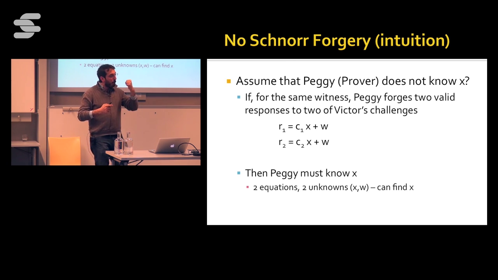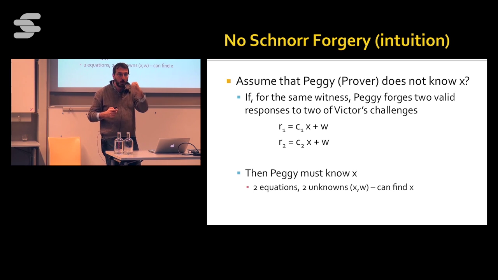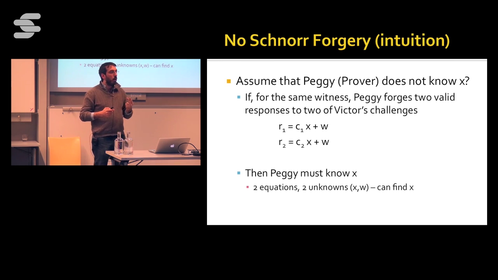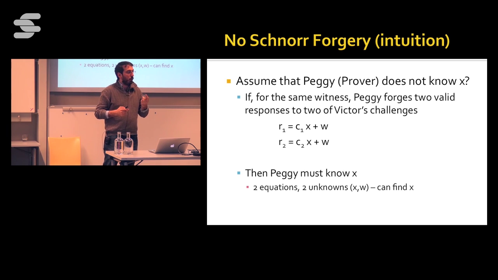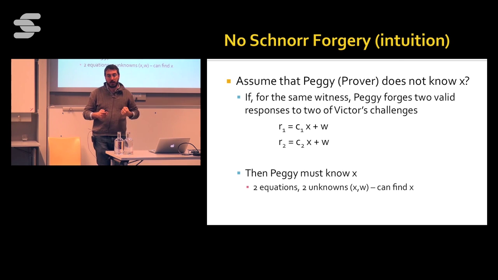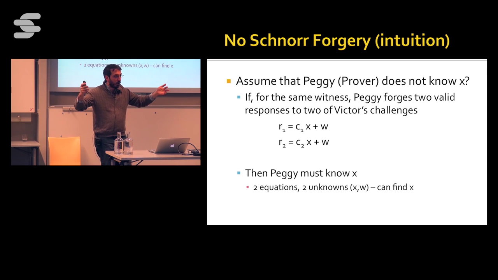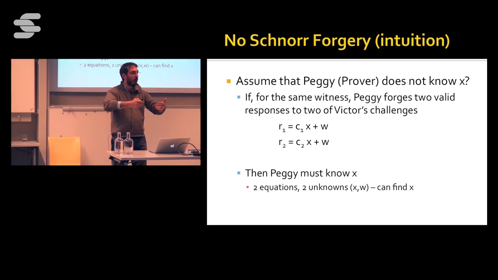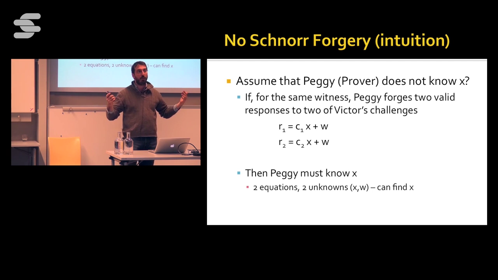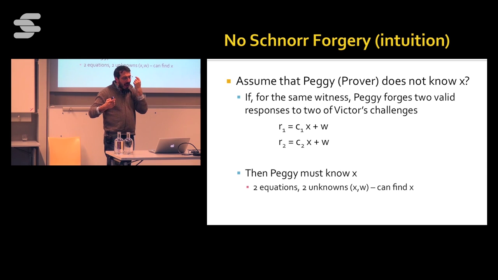Now, for Peggy to have a good chance of fooling Victor, she should be able to respond to this challenge with at least two possible challenges. What I mean by this is that if she was only able to respond to one challenge, and in fact there are 2 to the 128 possible challenges, her probability of being sent that challenge is minimal, and the probability of cheating in that protocol would be tiny. Therefore, we shouldn't really be concerned about that. So Peggy should be able to answer more than one challenge to have any chance of actually fooling Victor. At least two challenges.